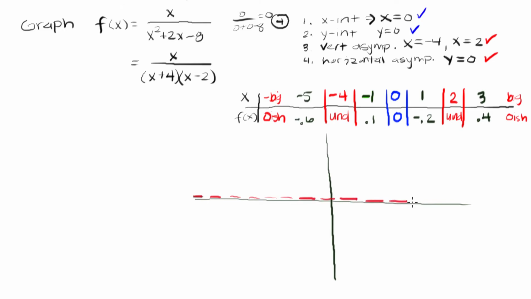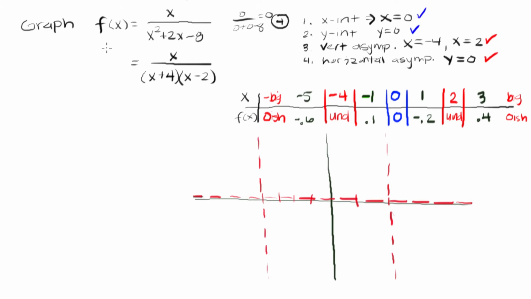All right. And then after you get your horizontal asymptote, it might be a good idea to graph your vertical asymptote. So I'm going to go over to 2, 1, 2. I'm going to draw my vertical asymptote right there. And then go over 4, 1, 2, 3, 4, and we have our second vertical asymptote.